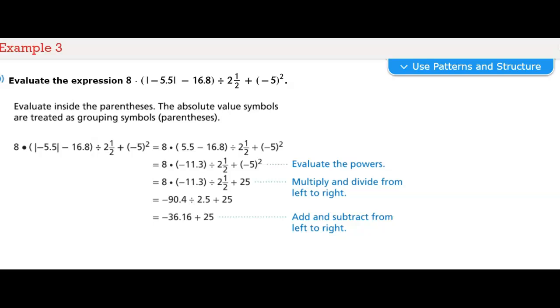And then last in GEMDAS is addition and subtraction. So here we only have addition, so we add it. And so adding those two numbers together, we get negative 11 16/100. So the final answer is negative 11 16/100.